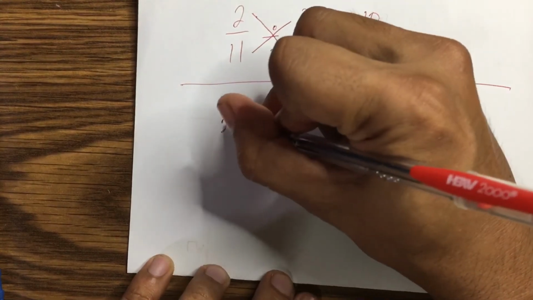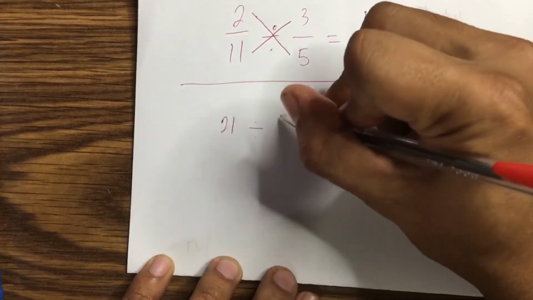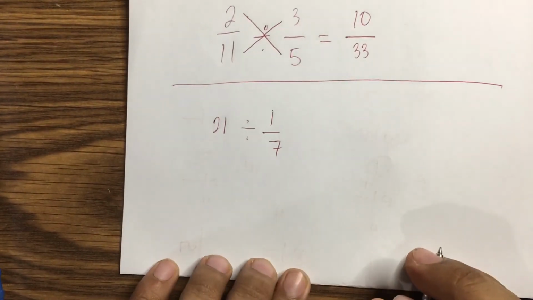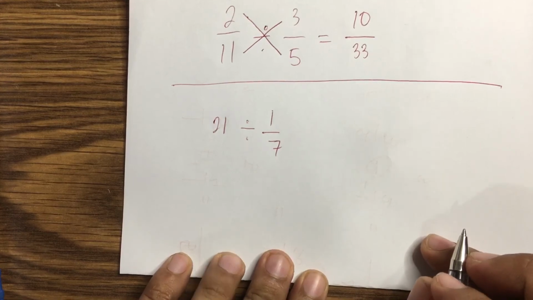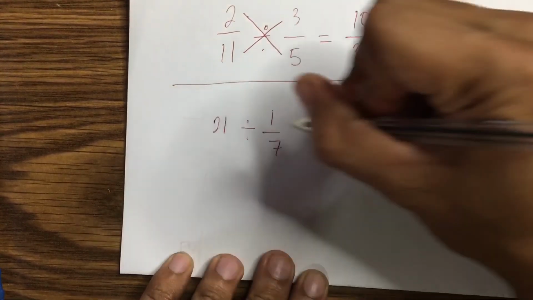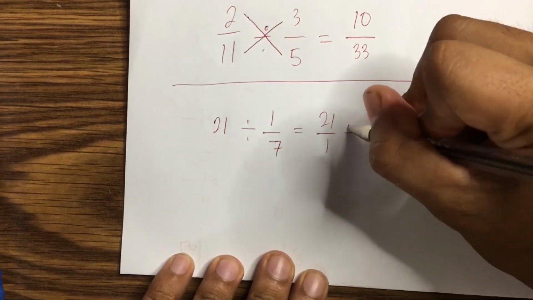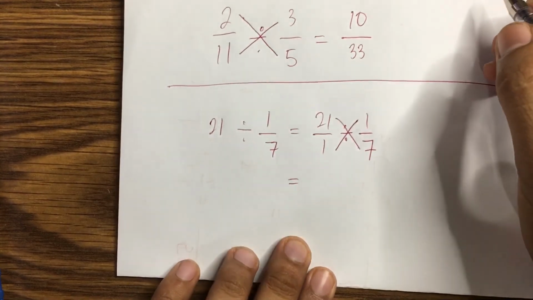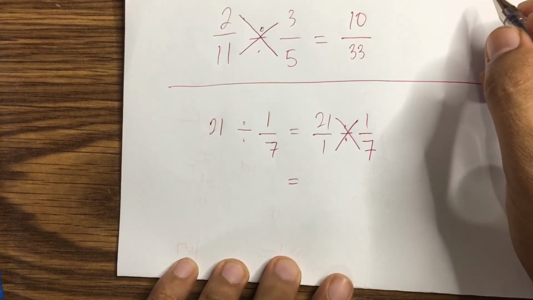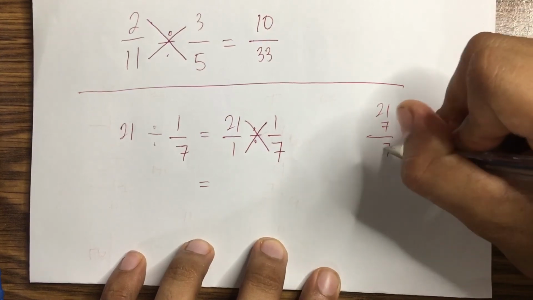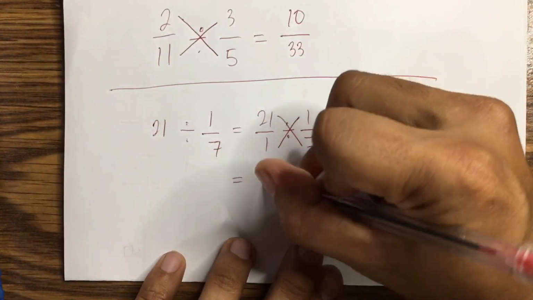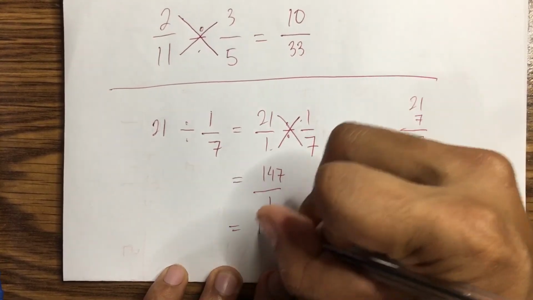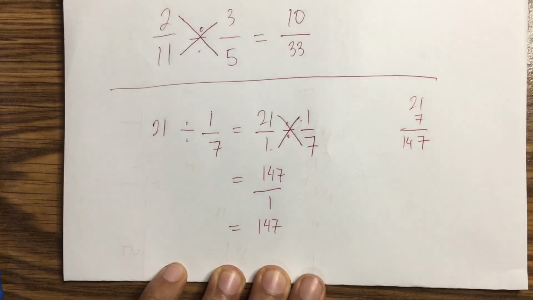We have 21 divided by 1 over 7. How do we divide this one? Again, if there is a whole number, there is always a denominator 1. So, 21 over 1 divided by 1 over 7. Then, we could use cross multiplication. 21 times 7: 1 times 7 is 7, 2 times 7 is 14, so 147. Over 1 times 1, which is 1. 147 divided by 1 is 147. And that is now our answer.